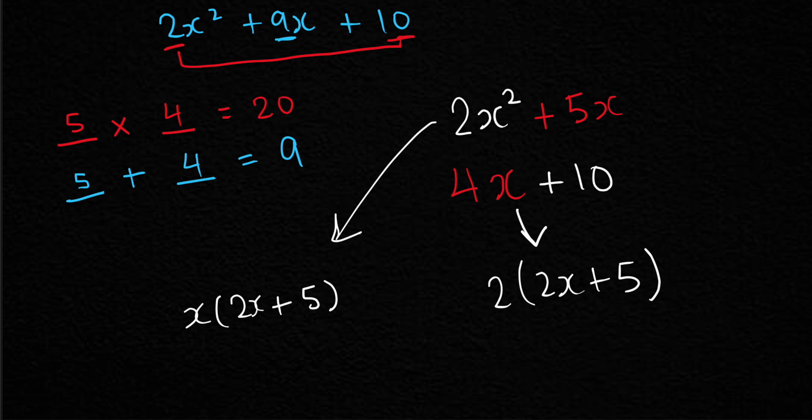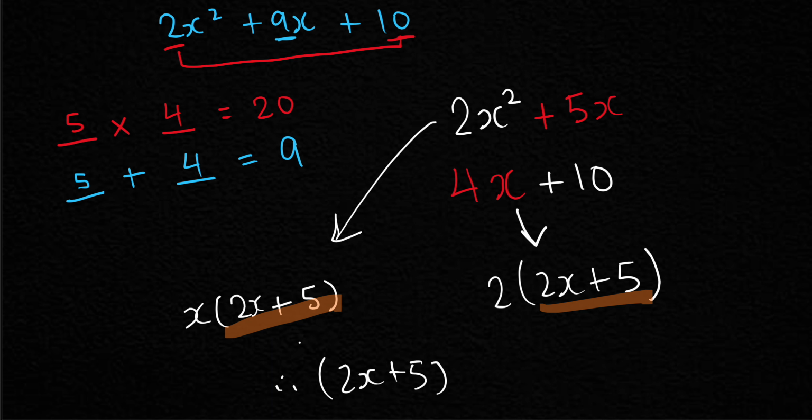Now what you'll notice is once you've done this, you should get two brackets that are identical. That is not our answer. That forms part of our final answer, 2x plus 5. And we have an x and a 2 left, right? Those two form the second bracket, x plus 2. And what you'll notice is once you multiply this and expand it, you'll be met with our original answer.